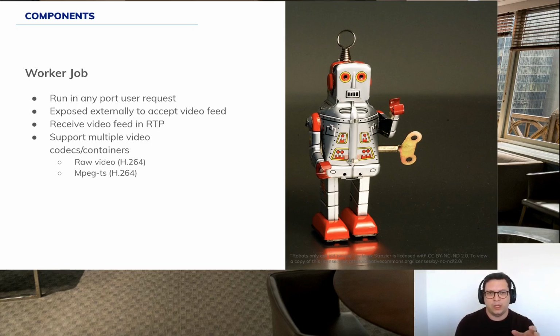We initially, and today we have support for two containers, basically the raw video in H264 and MPEG-TS, so you can also send this content. Basically, MPEG-TS is the default that we use in Propeller. And the raw video I use mostly for testing locally. So I added the support as well.